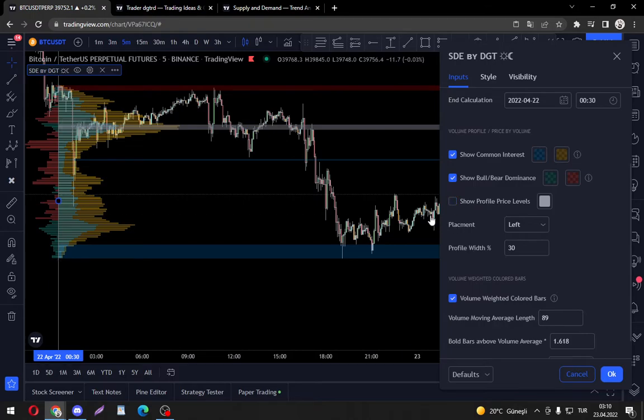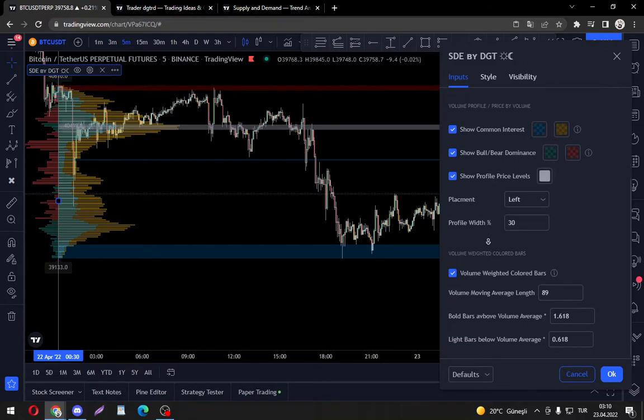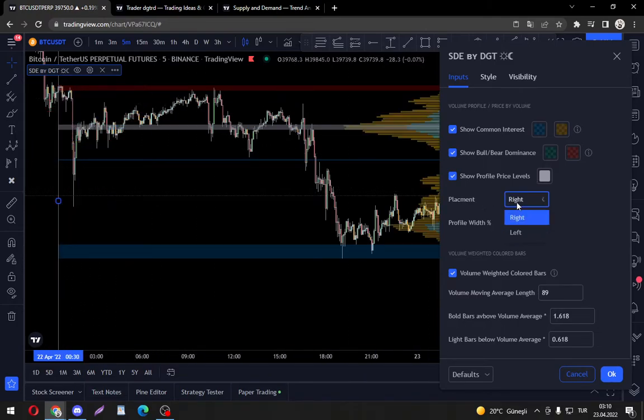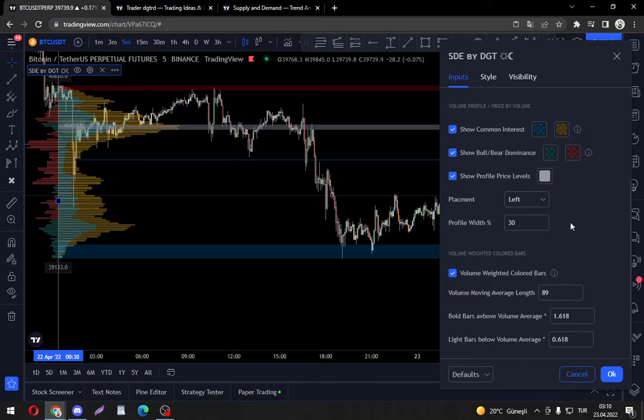And then you can show the profile price levels. I prefer to plot it. Sorry about that. And you can choose whether the volume profile is placed on the left or the right, and you can specify the width of it. 15 is good, and the good old volume weighted colored bars by Kvanch is really good.